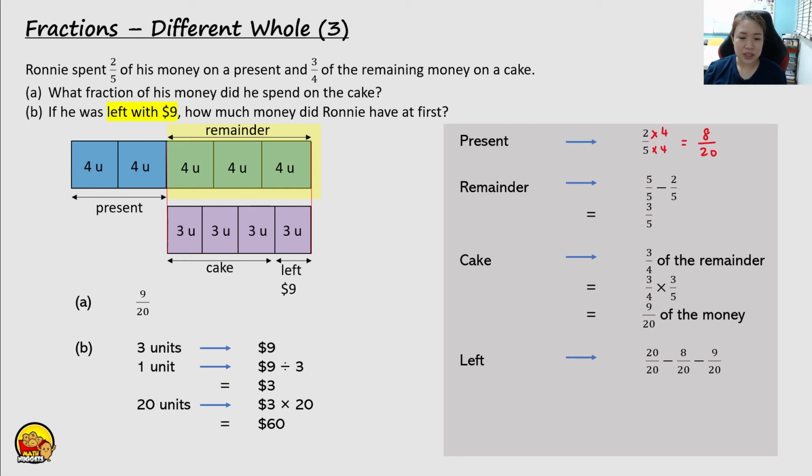So if I subtract these two, I will be left with 3 out of 20, which is actually the $9 that he had left. And we can solve it the same way. 3 units is $9, and we solve for 20 units, which is the whole. So in this case, the answer is Ronnie had $60 at first.